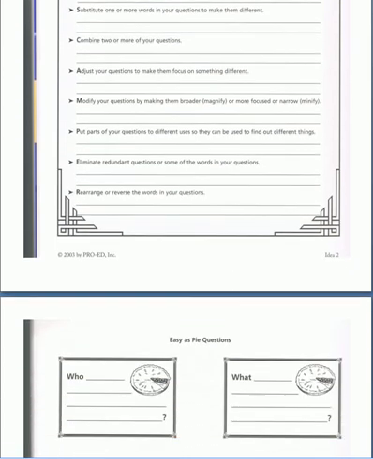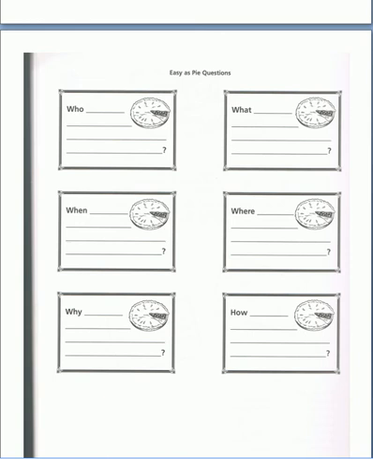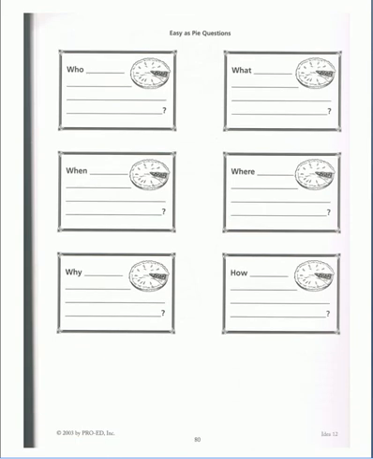I've also given you a handout that you can print out if this would help you, and this is just basic who, what, when, where, why, how questions. This is easy as pie, that's why there's a pie there, but also to know that as a pie is, you have different pieces, and it's really great to have questions for your research that come from all of these types of question formats.